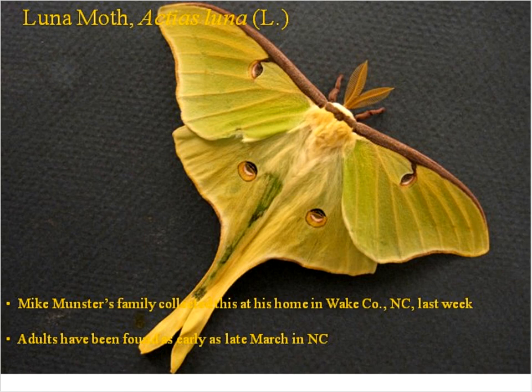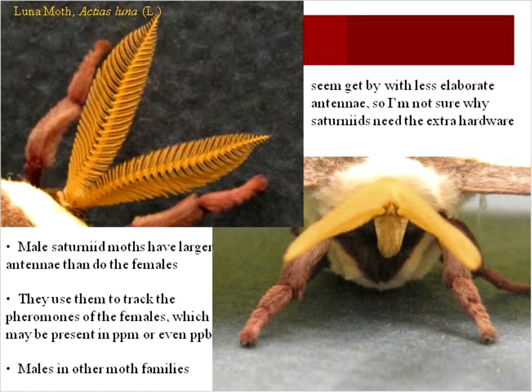Adults of Luna moths have been found coming to lights as early as the last week of March here in North Carolina. Depending on the weather, late March, usually April is when they're going to show up. There are some tropical species that look like this but are much larger in size. Luna moth may be 3-4 inches across, some of the tropical species several inches across.